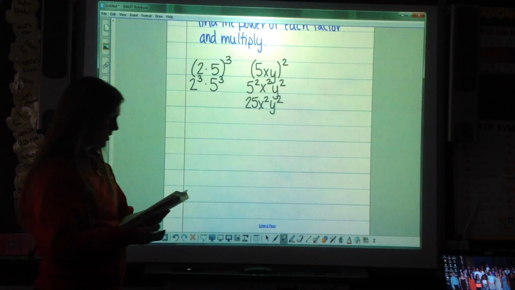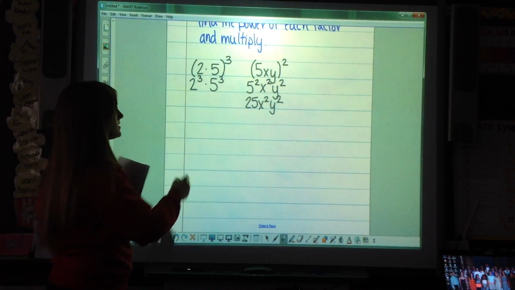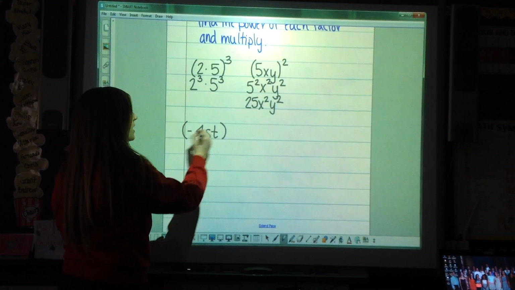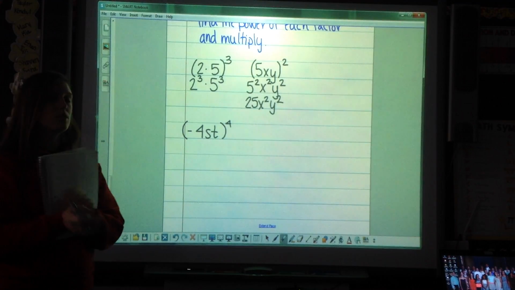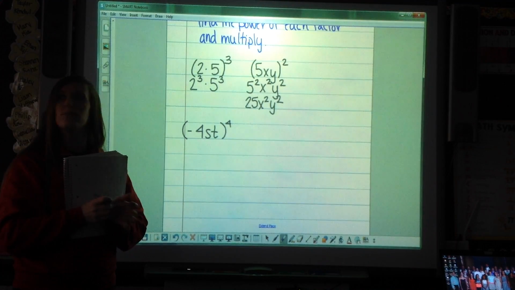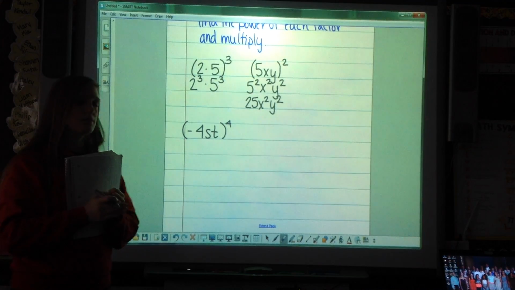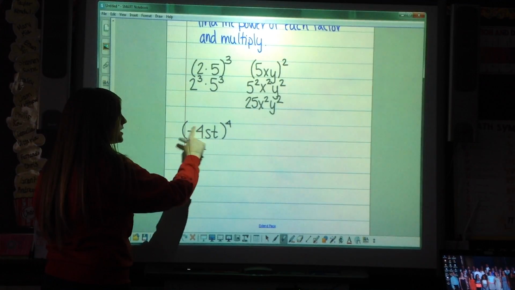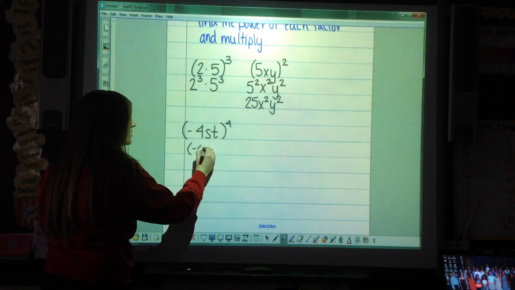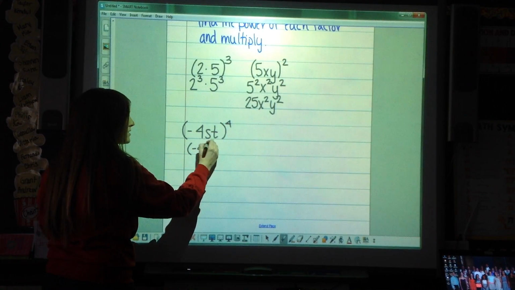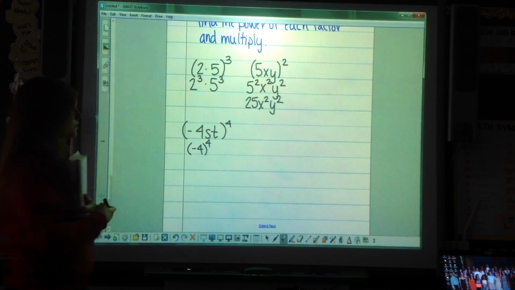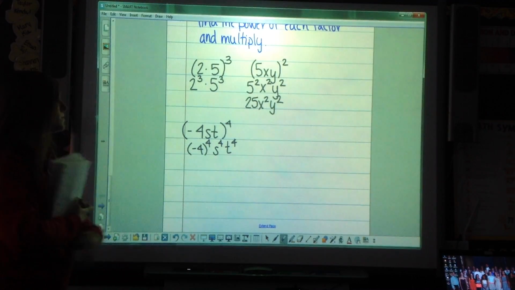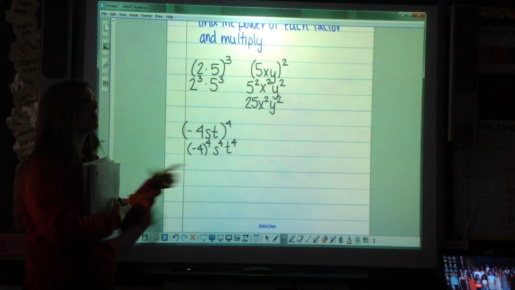We have 2 more we're going to try together. Let's try negative 4st. That quantity is to the 4th power. Now, when we're doing this chapter, you're going to have to be very specific, and you're going to have to know when to use parentheses. This is an example of when you're going to need parentheses. This factor, I should say, is a negative, and both of these have to have this exponent. So I'm going to use parentheses to show that. Okay, so then this says negative 4 times negative 4 times negative 4 times negative 4.